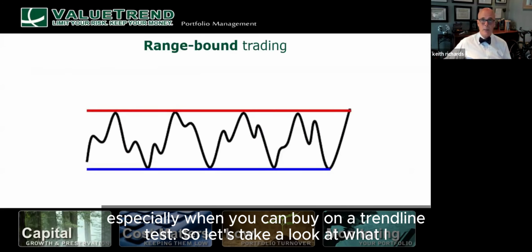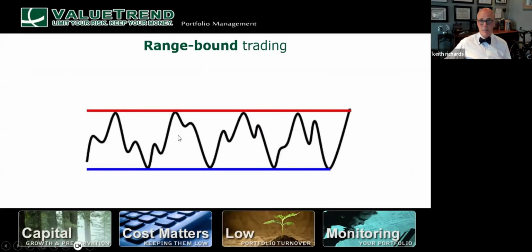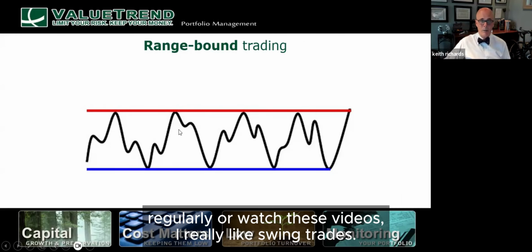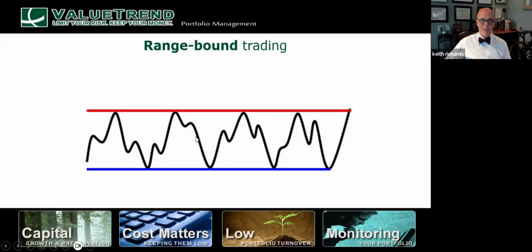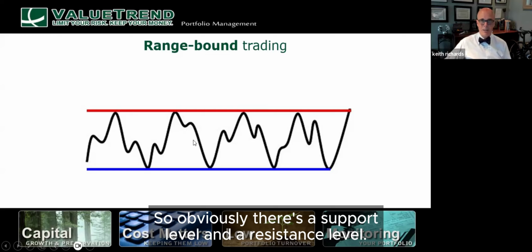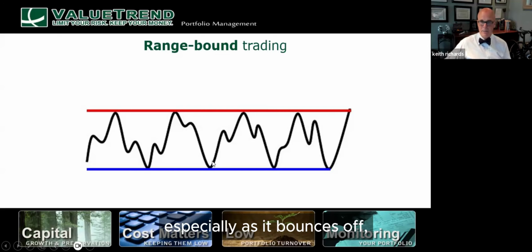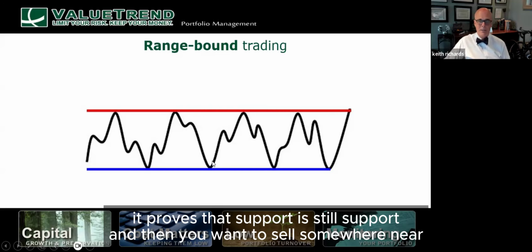So let's take a look at what I mean by range-bound. Some people call this swing trades, and you guys know if you read my blog regularly or watch these videos, I really like swing trades. So obviously there's a support level and a resistance level. We want to be buying as close to the support level, especially as it bounces off. It proves that support is still support, and then you want to sell somewhere near the top.